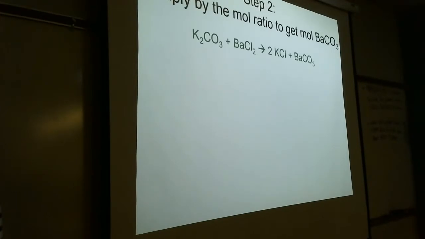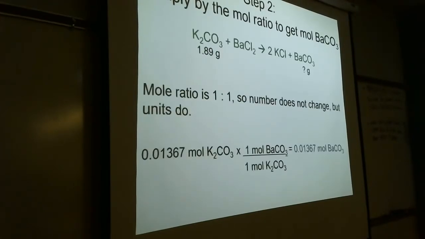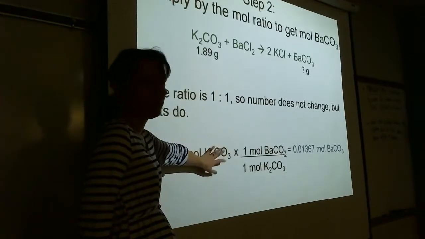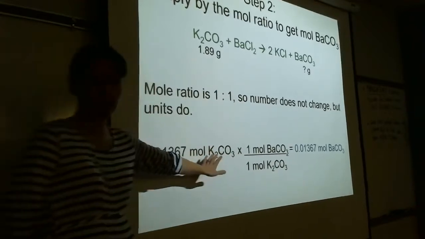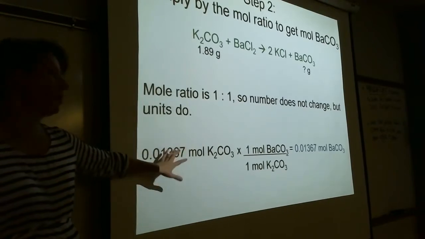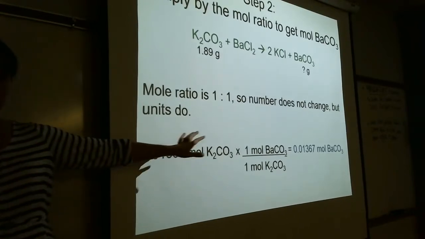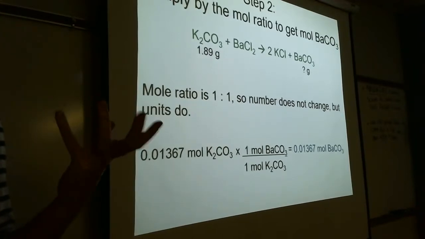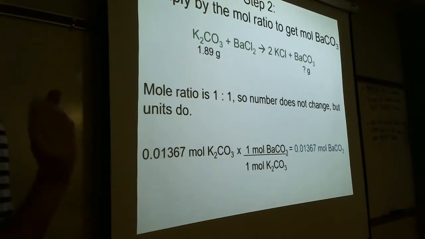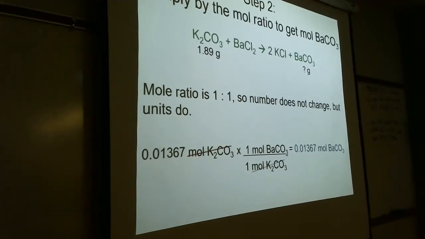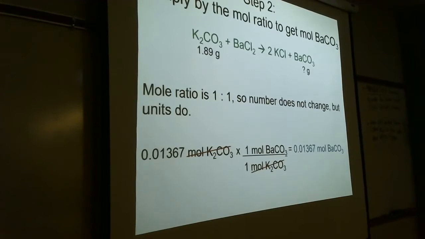Now I'm multiplying by the mole ratio, which is 1 to 1. The number doesn't change, but the units do, okay? So even though the number isn't changing, I still wanna see this step because I wanna know how you converted those units. A lot of students are like, oh, the number isn't changing, it's 1 to 1. I still want to know that you know how to convert those units. Remember, the point of a test is to tell me that you know what you're doing. Best way to tell me that is to show every step. Number doesn't change, just units, because the mole ratio is 1 to 1.